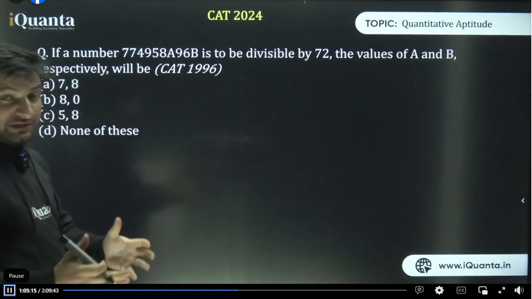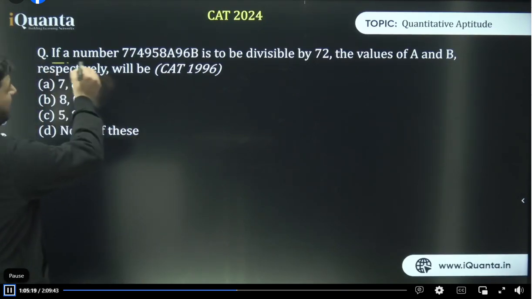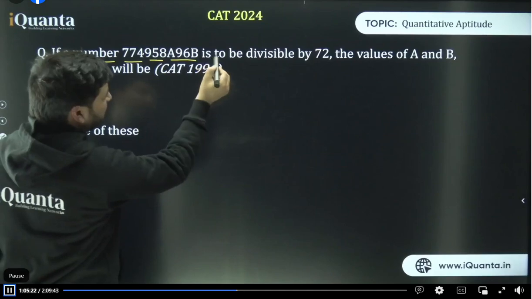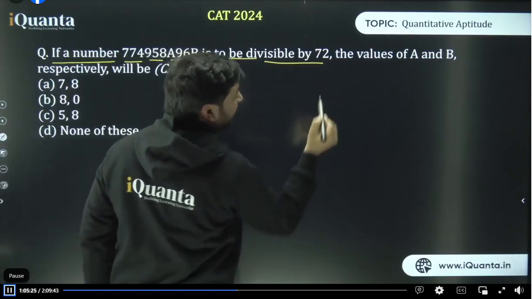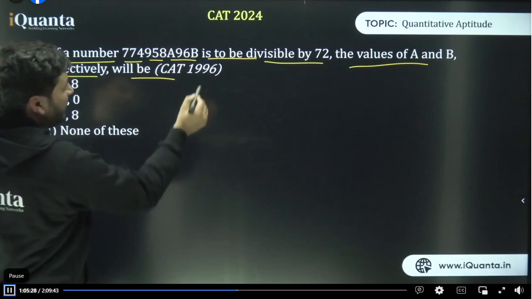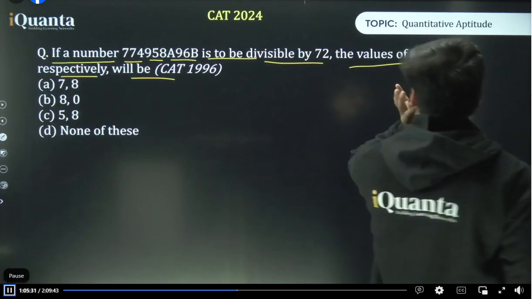Okay. And this is a question based upon the previous slide that we did. This is if a number 774958A96B, big number given to you, okay, is to be divisible by 72, the values of A and B respectively will be. And this is again a CAT question, okay, previous year CAT question.